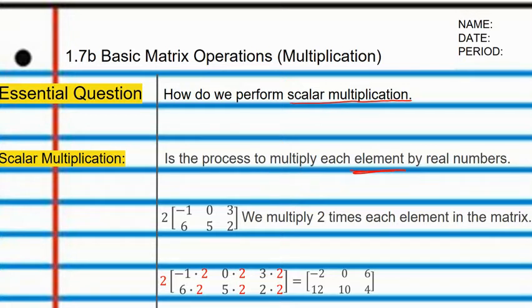In order to determine for addition and subtraction, we also look at rows by columns. Rows we identify across, columns we identify up and down or vertically. So the dimensions of this matrix would be a 2 by 3. 2 rows by 3 columns.